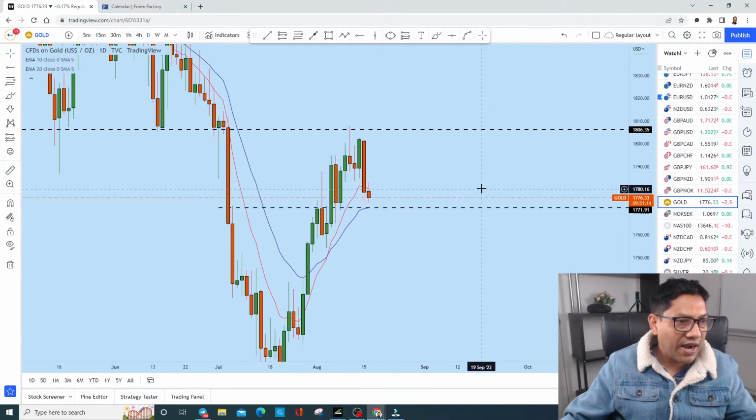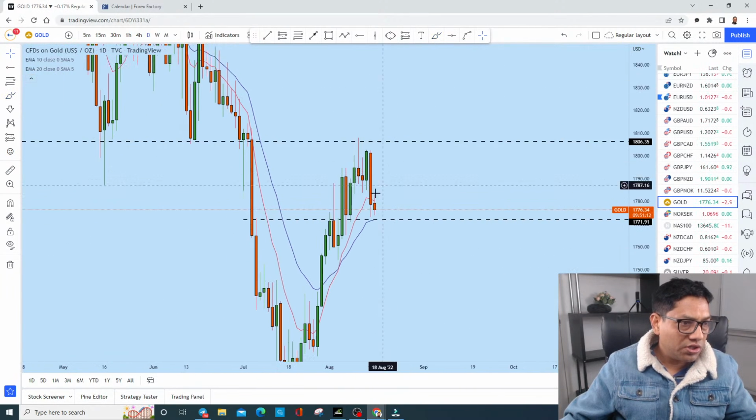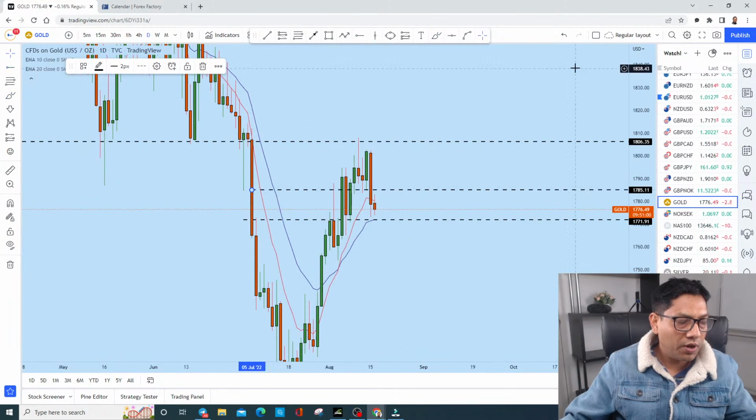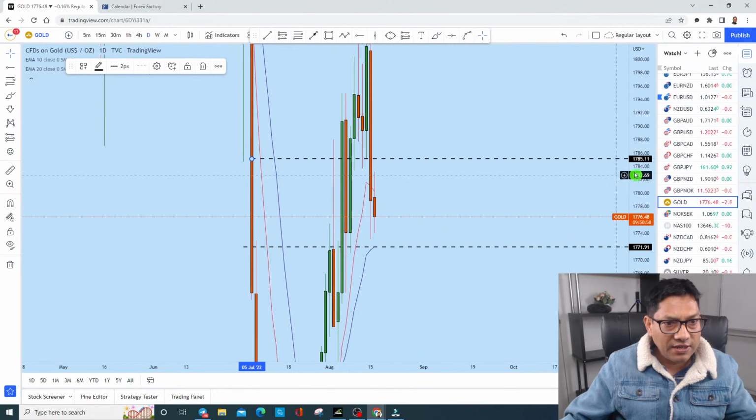So why this rise? Because you see that the price has created this reversal pattern. There is a reversal pattern here, and this green candle, the bottom of it is a previous support here. Now this 1785 has not been tested as resistance.